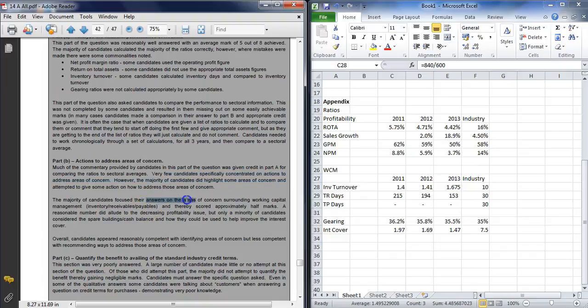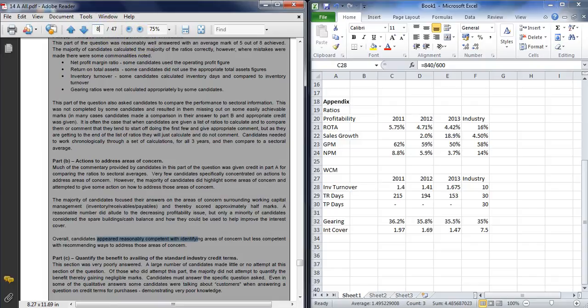The majority of candidates focused their answers around working capital and scored half marks. So yes, these 3 were valid comments, but there were plenty of comments around profitability, gearing, and the sale of the surplus premises as well. So candidates appeared competent identifying the areas, but less competent with recommendations. So you need to be able to recommend at CAP 2 level.